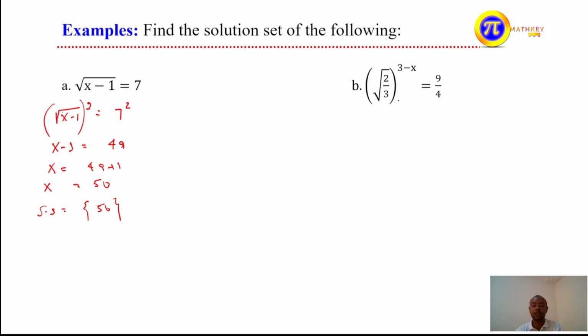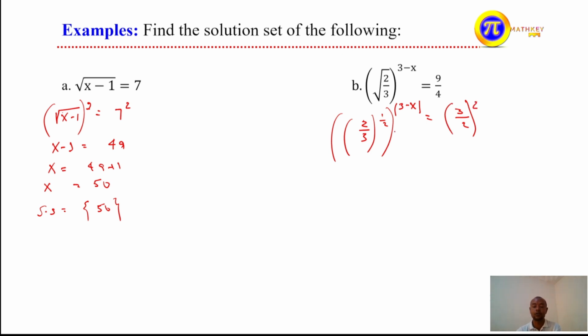Similarly, when you come to here, the square root of 2 over 3 to the power 3 minus x is equal to 9 over 4. Still, this is an equation involving radicals. The square root of 2 over 3 means 2 over 3 to the whole 1 over 2, and the exponent that we have is 3 minus x. Which is equal to 9 over 4, which means 3 over 2, the whole squared.